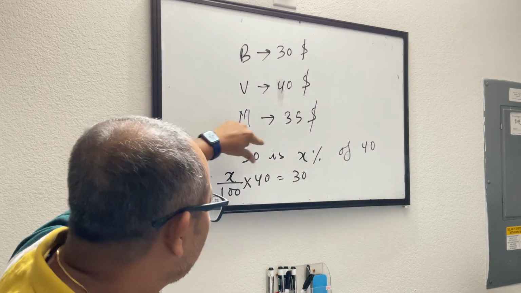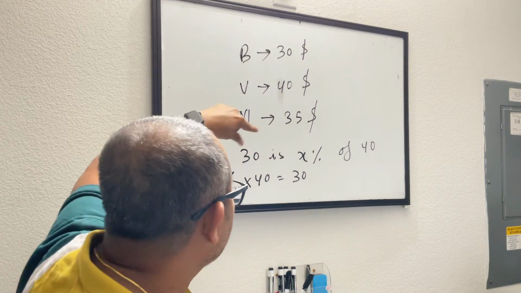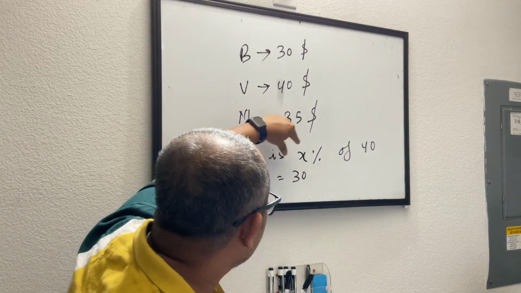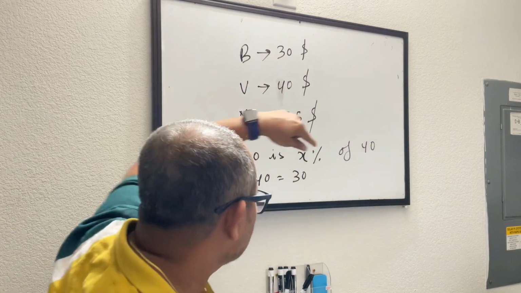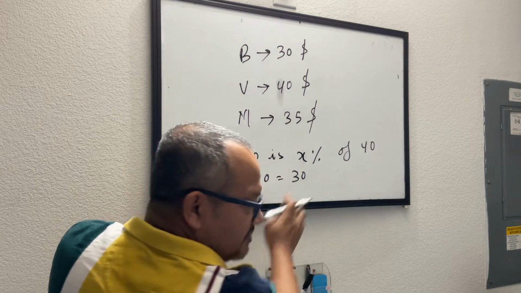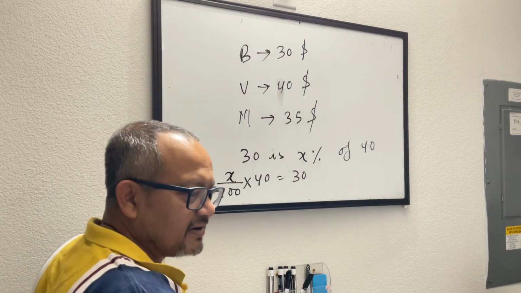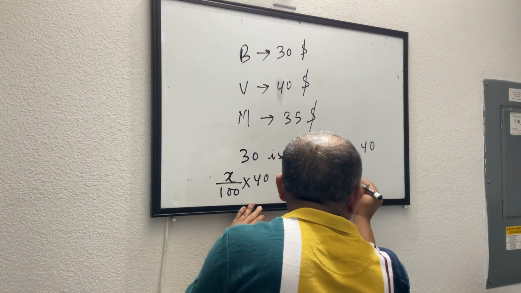So whatever I did not know, I have put an X to it. Viraj's money is X percent of Vivan's money. So X percent of Vivan's money is equal to Viraj's money. So what is X? That is what I'm trying to find out.